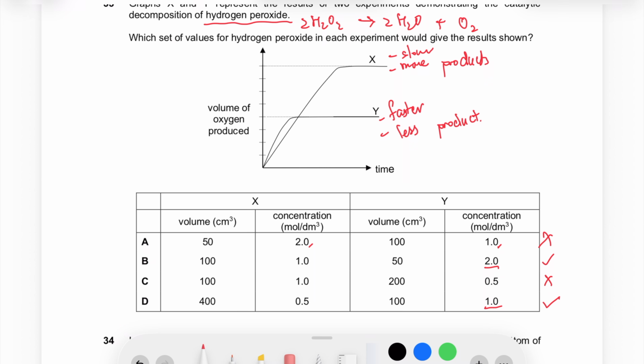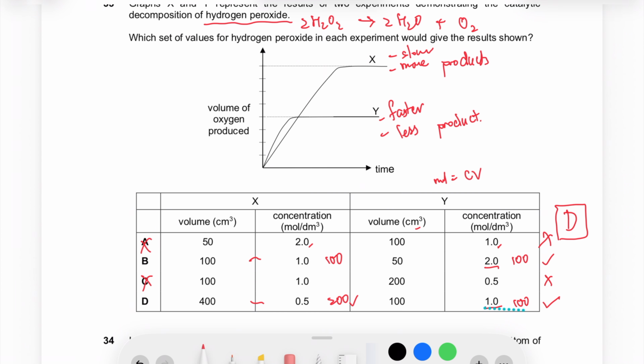Next is the products. So Y must have less products. So to find the products, the mole of products is mole equals CV. Okay, concentration times volume. So this times this, you get 100. Okay, you can ignore the cm cube, you just want the ratio of it. So this is 100, and then these times together will give you 100 as well. This one times together you get 200. Okay, so you must have more products for X. So this is the one. So answer would be D. Okay, A and C definitely they are out.